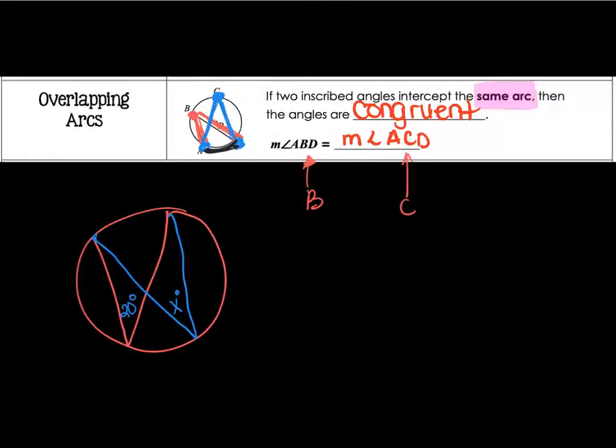So if you take a look at this, we have an inscribed angle. And if we extend the sides, we have an inscribed angle here. And if we extend the sides, we notice that they share the same arc. So if they share the same arc, the angles are congruent. So then how much is X? X is equal to 20.